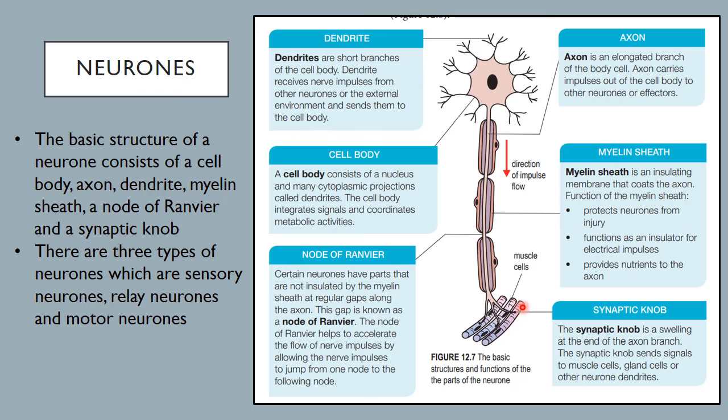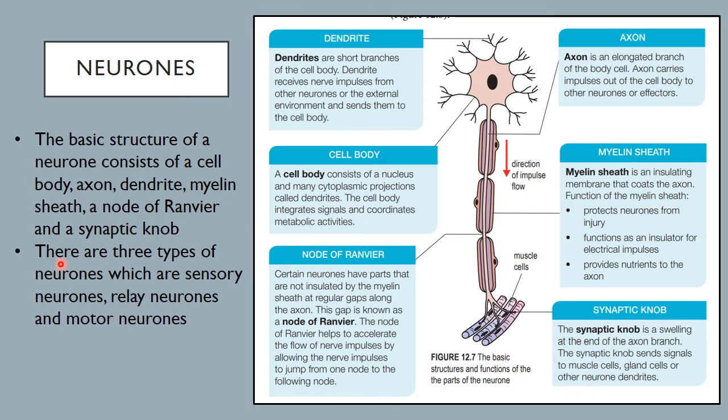The last structure, a swelling at the end of the axon branch called synaptic node. This structure sends signals to muscle cells, gland cells, or other neuron dendrites. So make sure you know how to draw, label, and state the functions of the parts of the neuron.